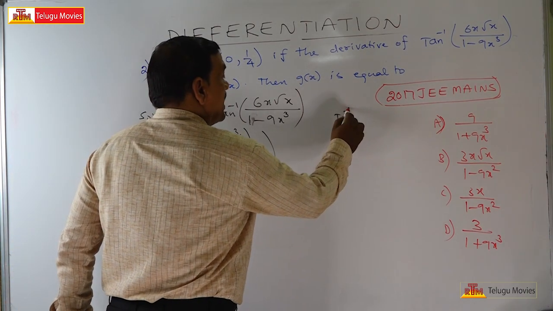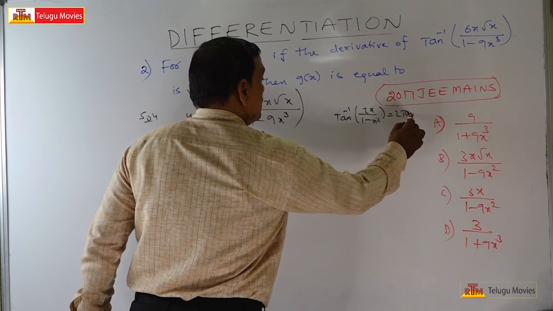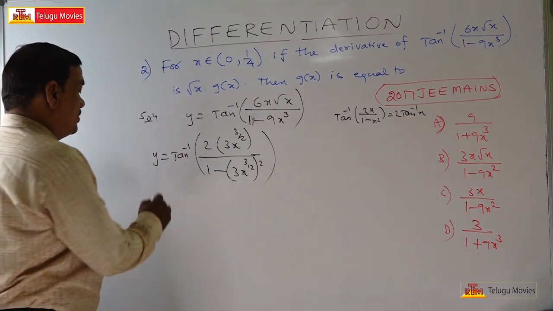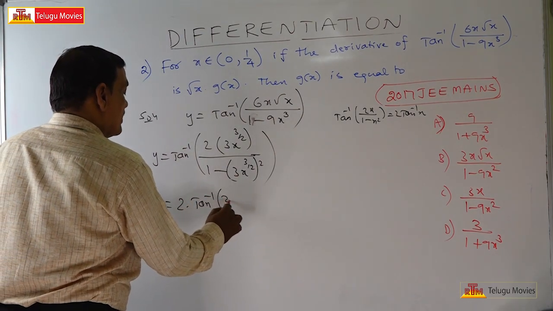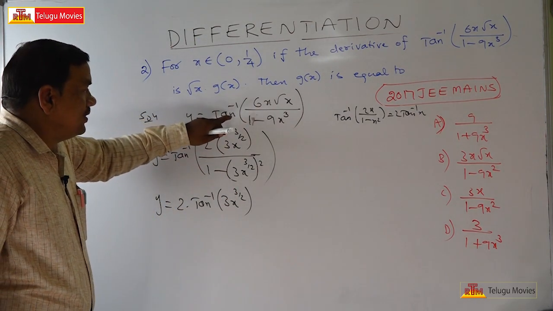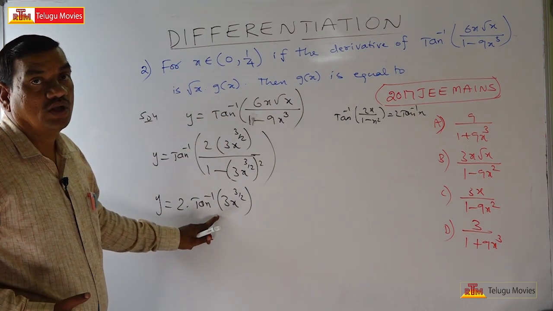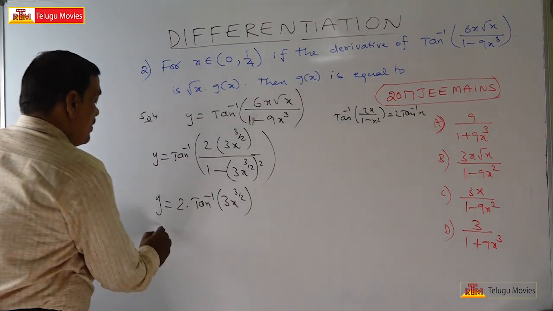That is equal to tan inverse of 2x by 1 minus x square, which is equal to 2 times tan inverse of x. We have one formula from inverse trigonometric functions. So, y is equal to 2 times tan inverse of x power 3 by 2. Understand? See here. What I did is, I have simplified the given function to this form. So, finding the derivative of this function is very, very easy. Okay? So, what is the derivative of this function?